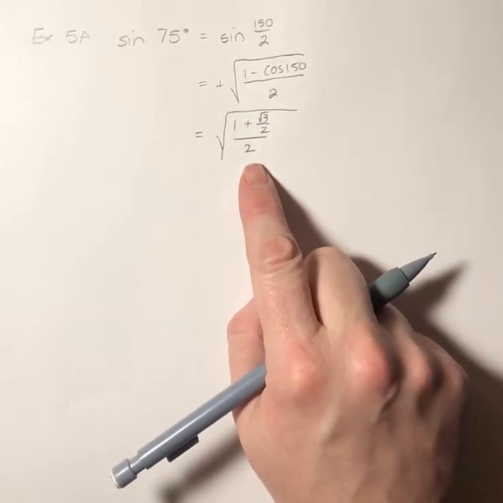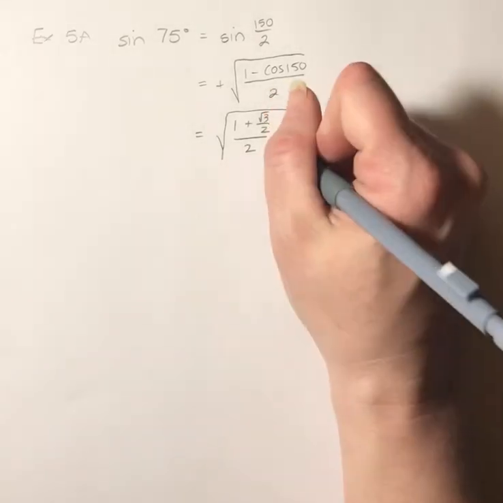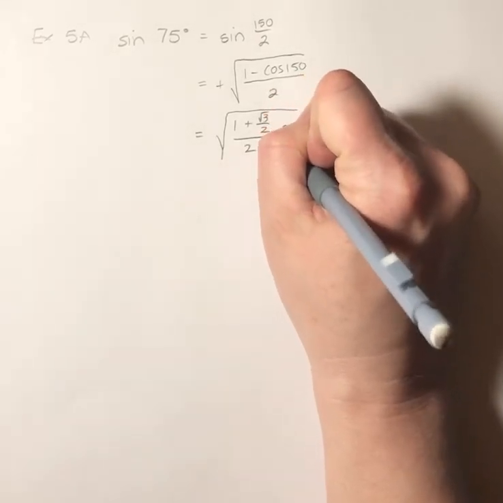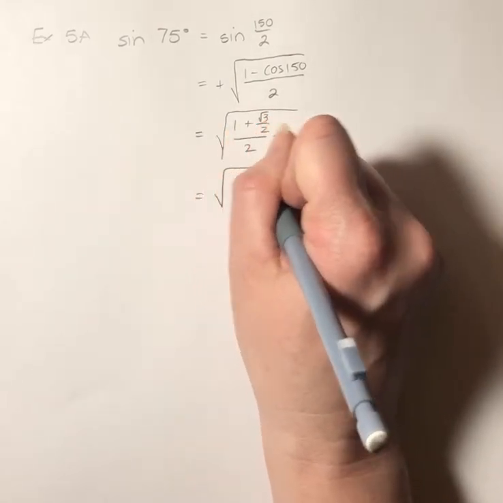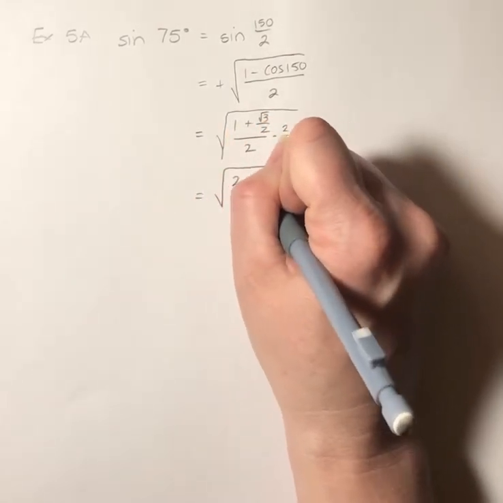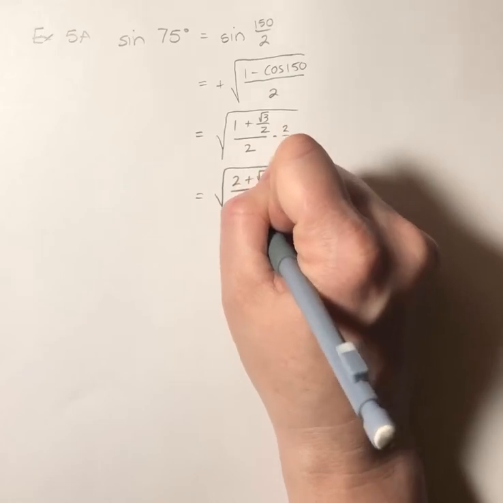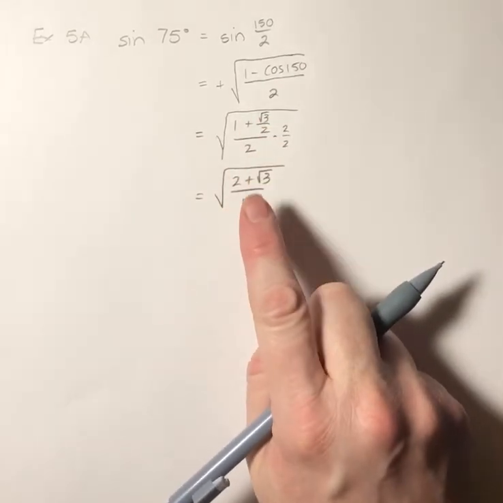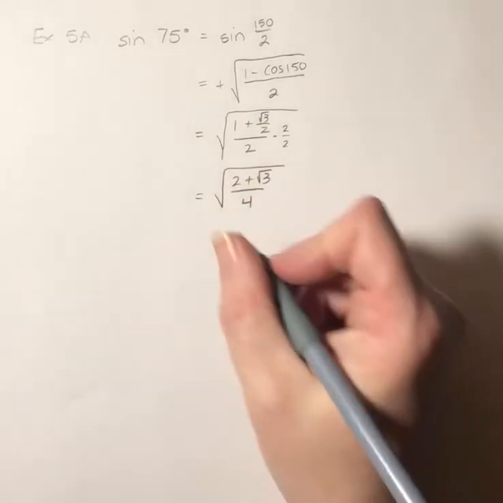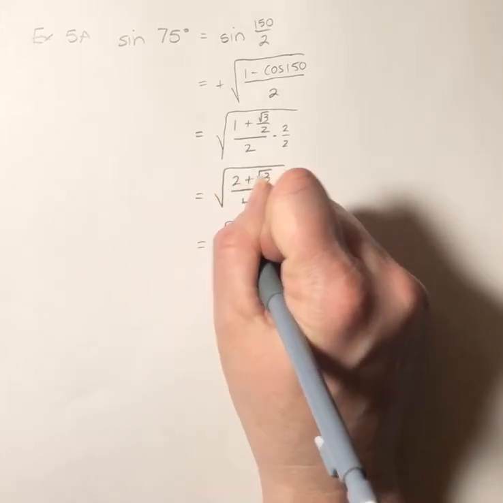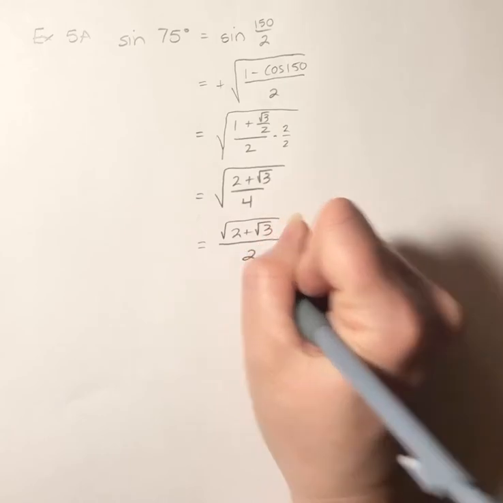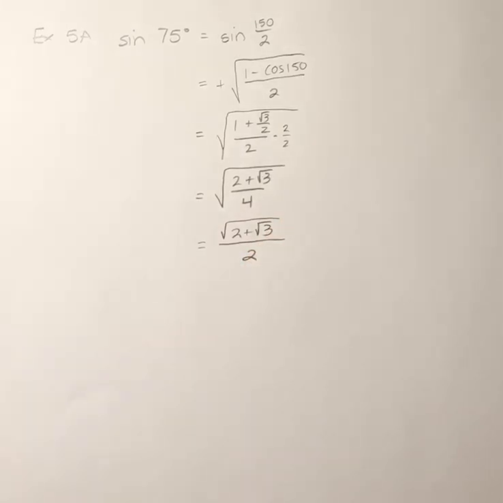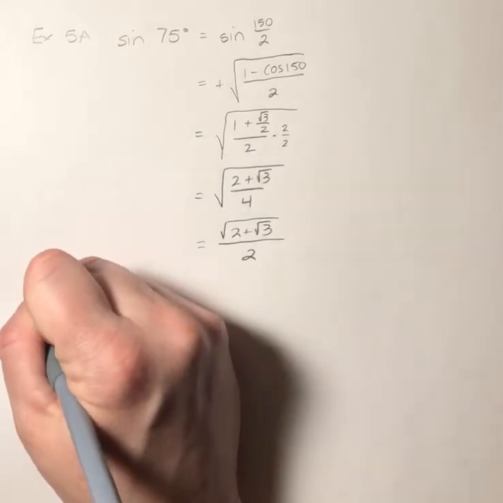Again, kind of like in the last problem, I can multiply this by 2 over 2 inside here. So I end up with the square root of 2 plus the square root of 3 over 4, and then the square root of 4 is 2. And that is how you leave your answer. There's no other way to simplify that. That is simplified.